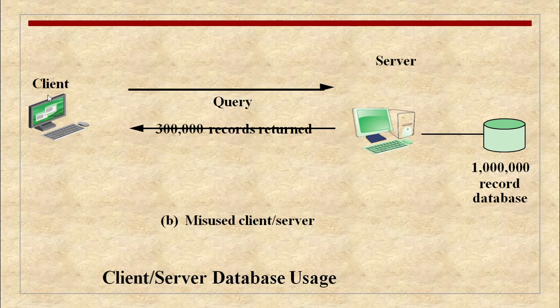Now in this particular case, the client is again firing a query, and the server is responding with 3 lakh records returned to the client. It is sometimes a misuse by the client user. What happens is, there will be n number of records in the database, and sometimes in misuse, the data returned to the client is not as per the client requirement. So misuse of client and server database usage may be recorded sometimes.